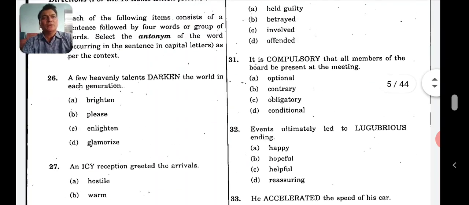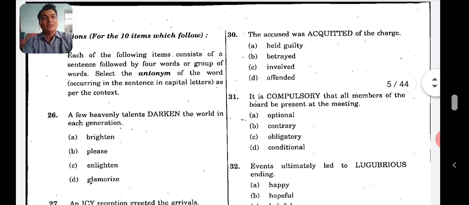So let's go to the 30th one. The accused was acquitted of the charge, freed of the charge. Now he was not held guilty, not guilty. So naturally A will be the antonym, that's held guilty. Acquitted, free of charge, and held guilty, that will be the opposite of that.